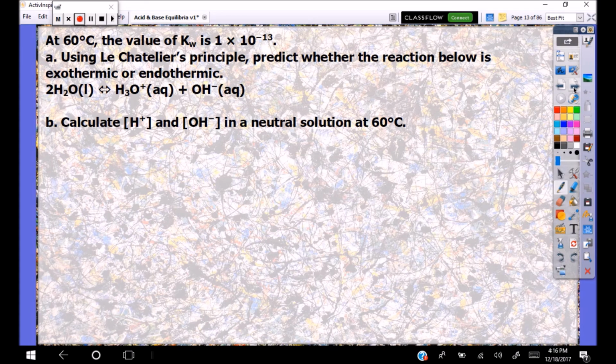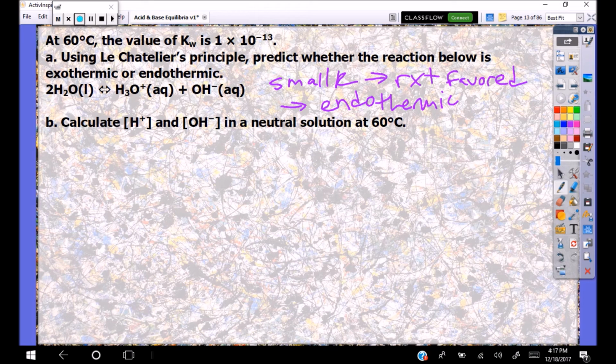So it says using Le Chatelier's principle, predict whether the reaction below is endothermic or exothermic. Well, it's looking at the autoionization of water. We know that we have a small k. If you think about small k's, that means that reactants are favored. And if reactants are favored, that means we need energy to get this to go. So therefore it's endothermic.